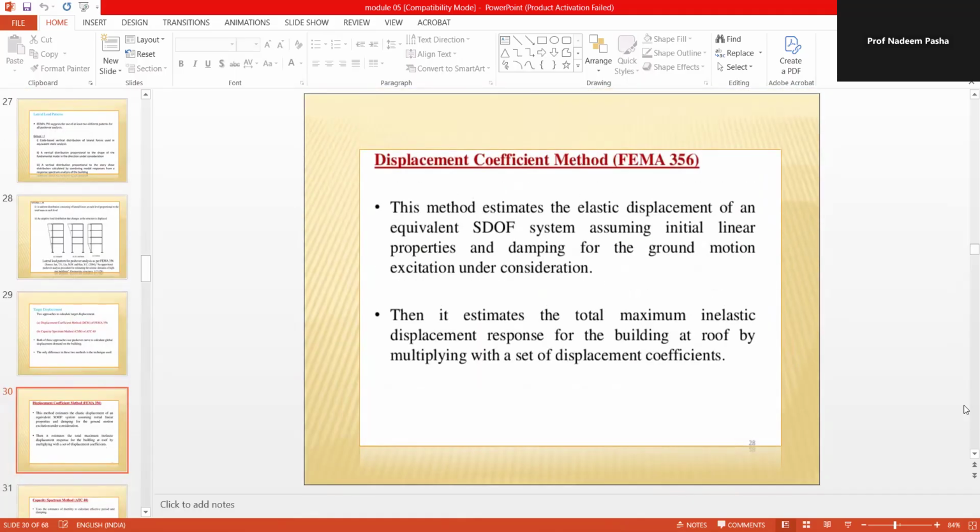Displacement coefficient method, FEMA 356. This method estimates the elastic displacement of an equivalent single degree of freedom system, assuming initial linear properties and damping for the ground motion excitation under consideration. Then it estimates the total maximum inelastic displacement response for the building at the roof by multiplying with a set of displacement coefficients.